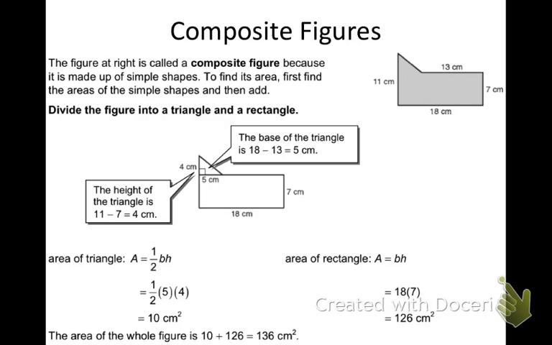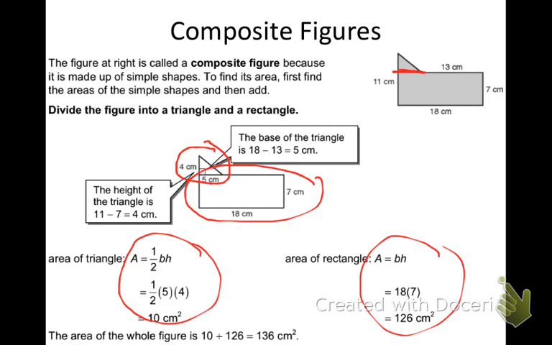So here's an example of a composite figure. The figure I drew is called a composite figure because it is made up of simple shapes. To find its area, first find the areas of the simple shapes and then add. For example, if I cut this shape across right there, notice I can break it down into a triangle and a rectangle. Breaking it down into simple shapes makes it a lot easier to find the area. Why? Because I can find the area of the triangle, and then the area of the rectangle, add them, and get the total area.